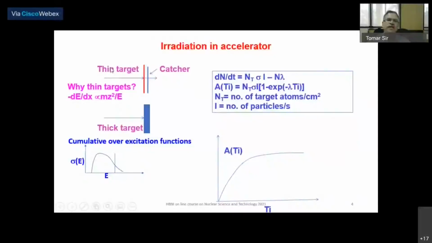And many a times you use a thin target. Why thin target? Because the projectiles will lose energy in the target. So if you want to do excitation function calculation, determination of excitation function, then the projectile should not lose much energy in the target. So the targets are thin enough, of the order of, let us say, milligrams per centimeter square, or in terms of thickness, they are sub-microns.